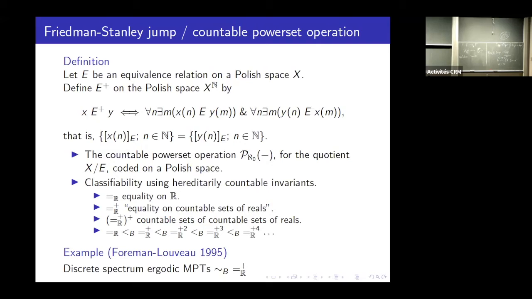But what I'll focus on today is these higher Friedman-Stanley jumps, for which it's really unknown, and I'll present some new techniques to be able to prove that they're reducible to some other equivalence relation, to study them in terms of Borel reducibility. So an important thing in that proof is the construction of this reduction from right to left.